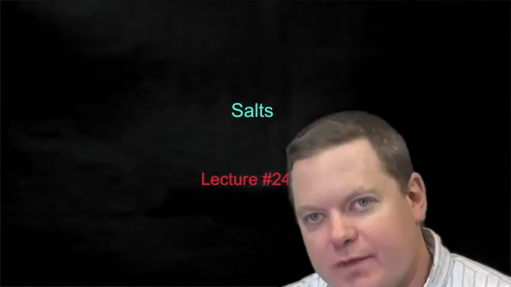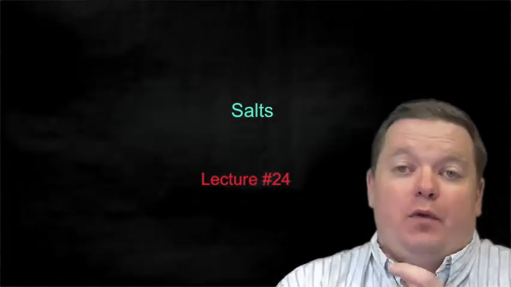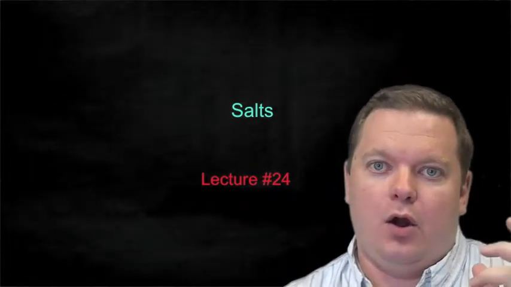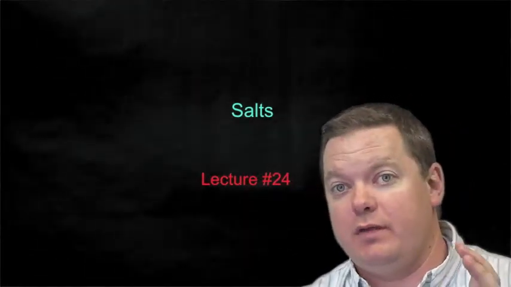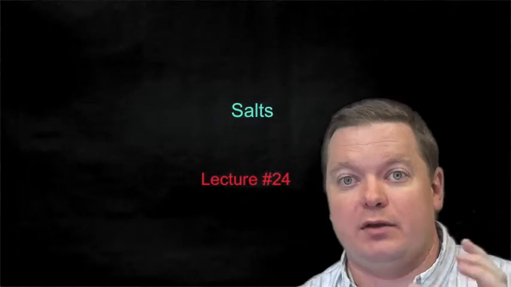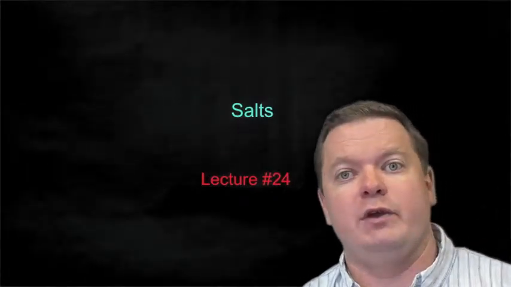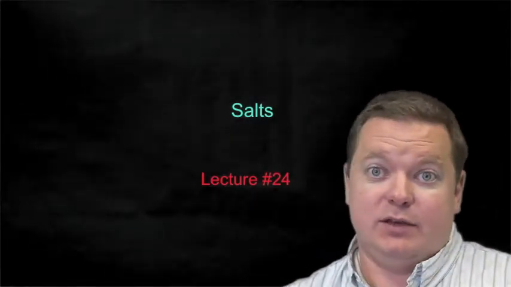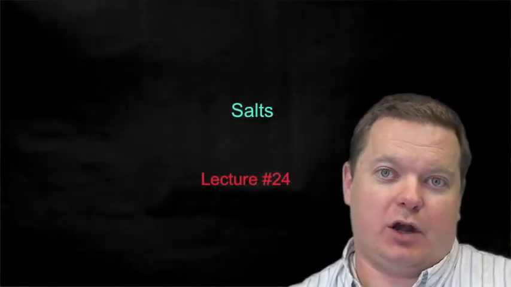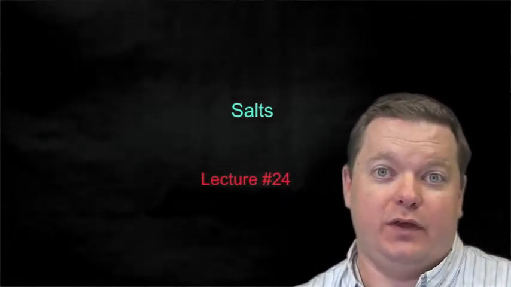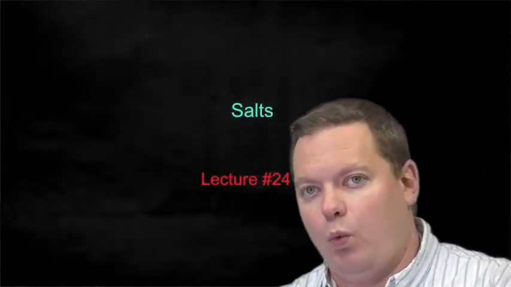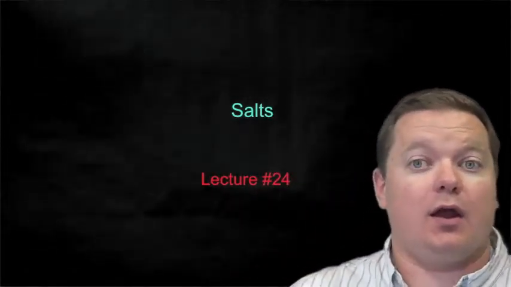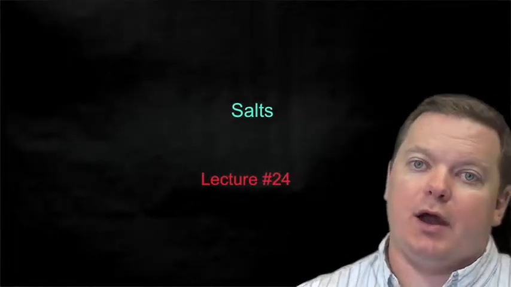Salts, lecture number 24. If you remember back early in 111, that's when we talked about defining different reaction types. When we defined an acid-base reaction, we said that the things produced when an acid reacts with a base are some salt, some ionic compound, and water. So these ionic compounds, these salts, are what we're going to talk about now.